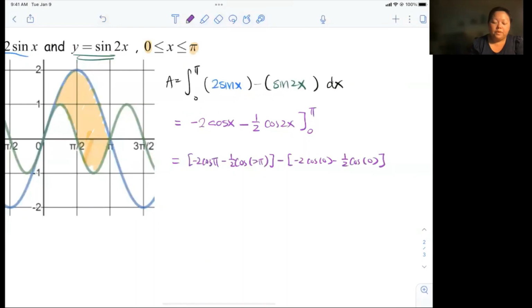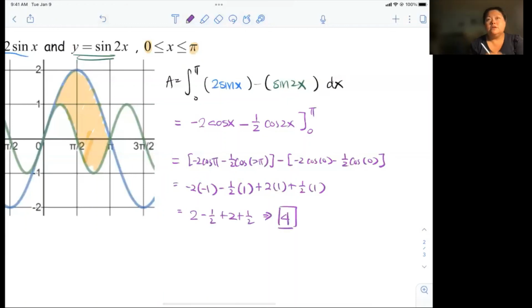Okay, all right, so I get negative 2 cosine of pi is negative 1 minus 1/2 cosine of 2 pi is 1. And then distribute minus, so plus 2 cosine of 0 is 1 plus 1/2 cosine of 0 is 1. So I get a positive 2 minus 1/2 plus 2 plus 1/2. I actually get a very nice answer of 4. Right when I say start expecting ugly answers, sometimes a surprise comes along and you have a very nice answer.